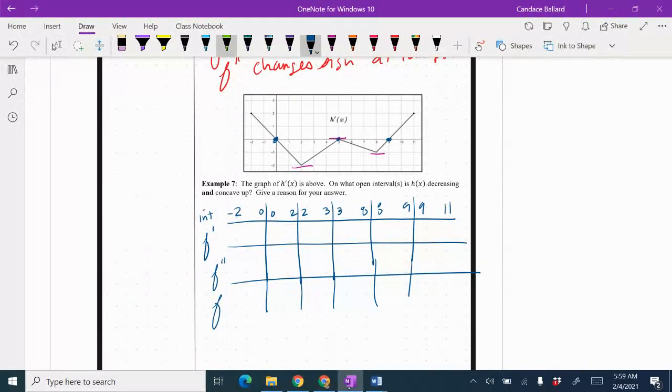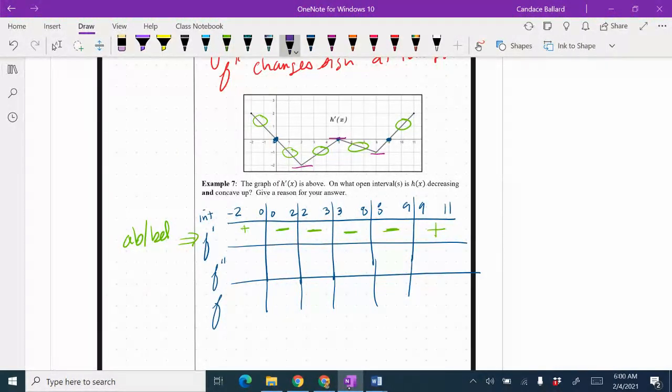So when my first derivative is above the axis, we are positive, okay, in this first interval. Then it goes in between 0 and 2, it's below the axis, so it's negative. In this one here, it's below the axis still, so it's still negative. Between 3 and 8, it's still below the axis, it's negative. Between 8 and 9, it's still below the axis, it's negative. Between 9 and 11, it's above the axis, it's positive. So to get this row, we look at whether the graph is above or below, okay?